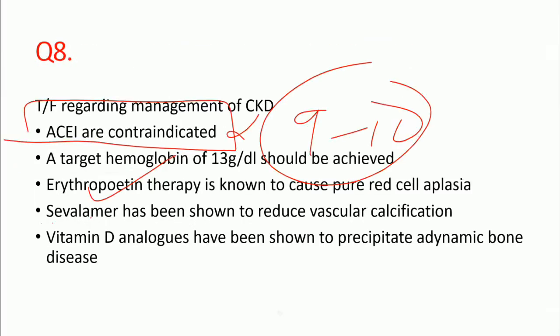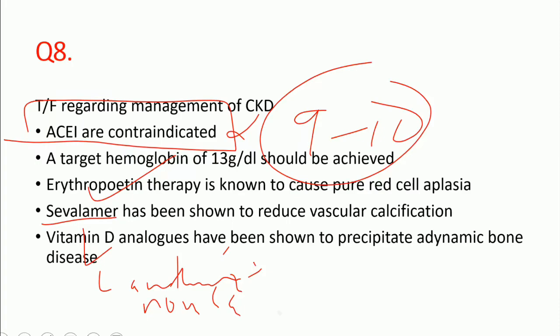Sevelamer is one of them. There is another one called lanthanum carbonate, right? These are non-calcium containing phosphate binders. Expensive, but you give these when you are worried about the calcium, right? It's not good to have a high calcium in patients with CKD because they get vascular calcification. And that is the place for these non-calcium containing preparations.